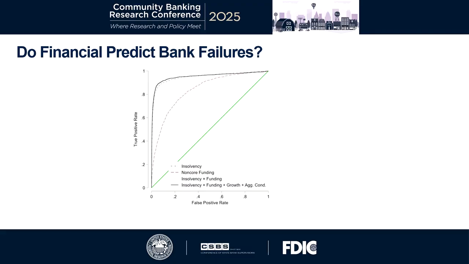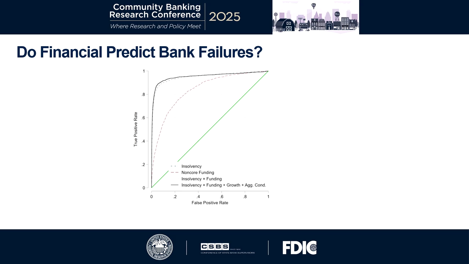This is a graph from one of your papers, Stefan, again, shamelessly borrowing from his research, where it's basically saying, if I look at the things that cause bank failures, insolvency with low earnings, non-core funding combined with insolvency, and then I add rapid asset growth and aggregate conditions, what do I see? Well, if I were just flipping a coin as to who to close, it would be along that 45-degree green line. What you see, however, is that you can predict bank failures with these characteristics with a lot of precision.